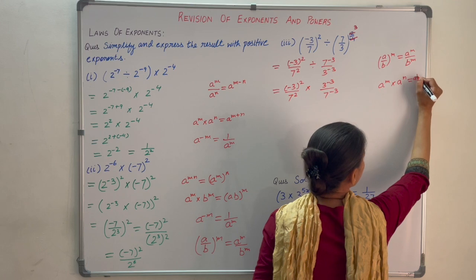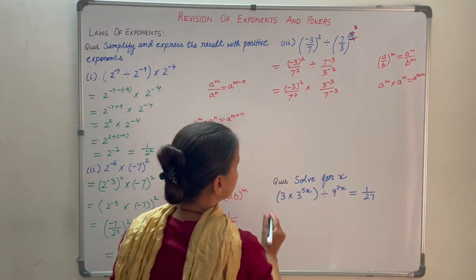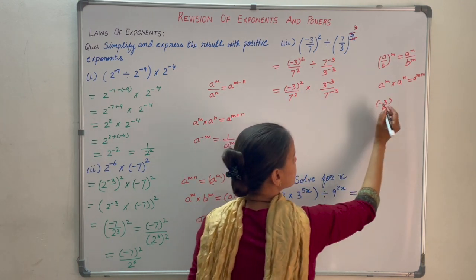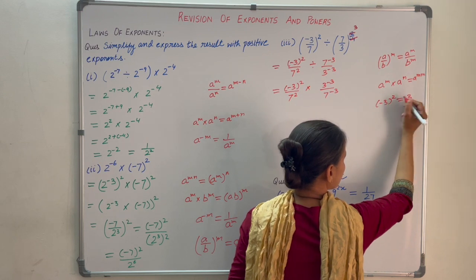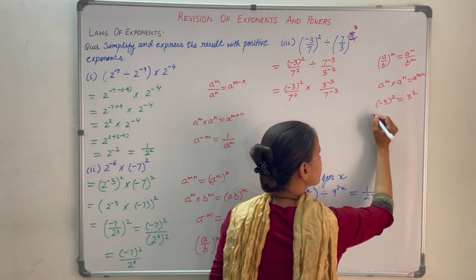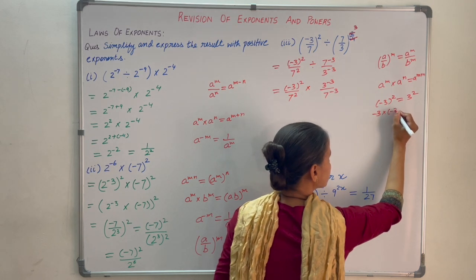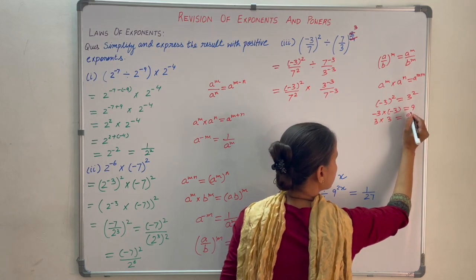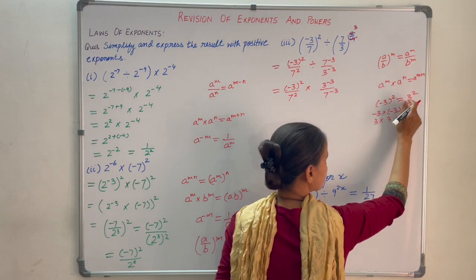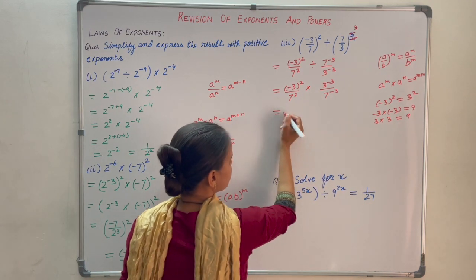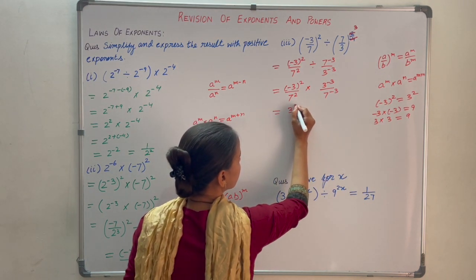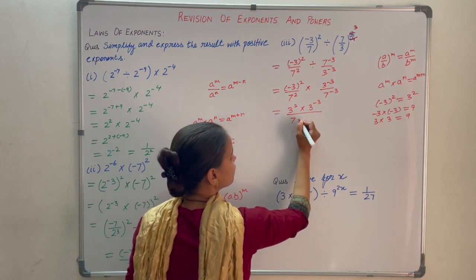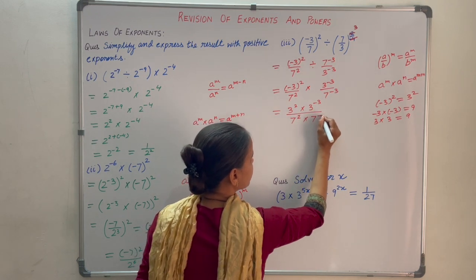So a raised to the power m plus n. Here we have (minus 3) whole square. I can rewrite the same thing as 3 square, because (minus 3) whole square means minus 3 into minus 3, which gives you 9, and 3 into 3 also gives you 9. So (minus 3) whole square is equal to 3 square. So I am going to write this as 3 square into 3 raised to the power minus 3 upon, here you have 7 square into 7 raised to the power minus 3.